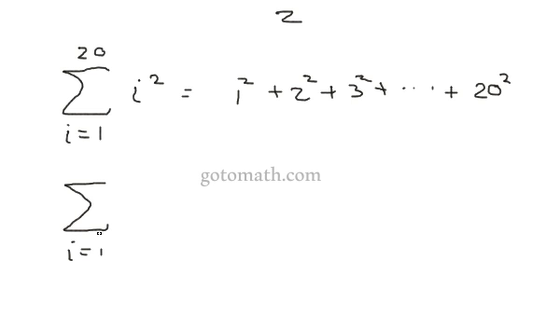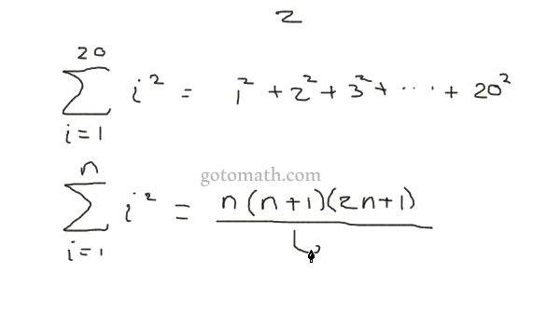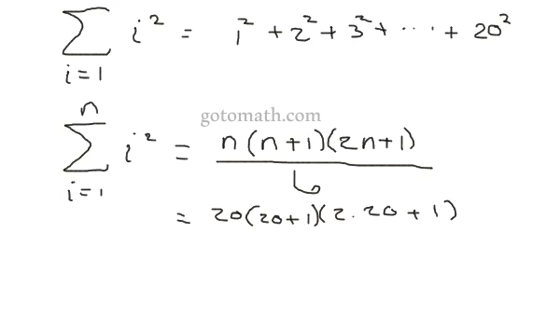So this is i going from 1 to n of i squared, and this is going to be equal to n times n plus 1 times 2n plus 1, and that's all over 6. So you would just simply take your 20 up here and you would just plug it in. You would say 20 plus 1. Of course, I'll let you work that out. And then 2 times 20 plus 1, and then the whole thing is over 6.